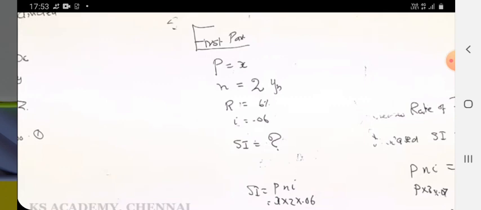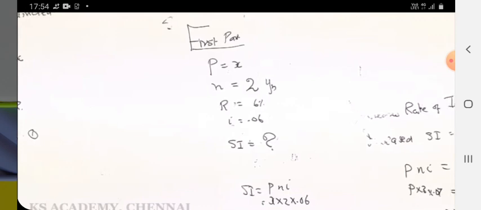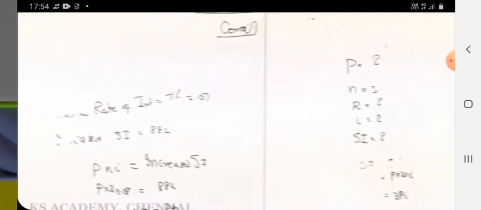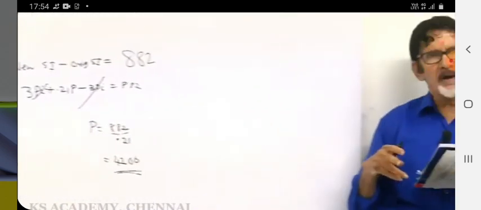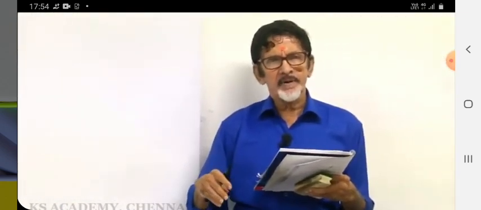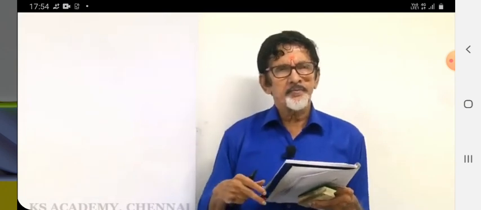In the same manner, try the second part. Second part heading: principal P is equal to Y rupees. N value is 3 years. R is equal to 8%, so I is equal to 0.08. SI calculation gives 0.24Y.